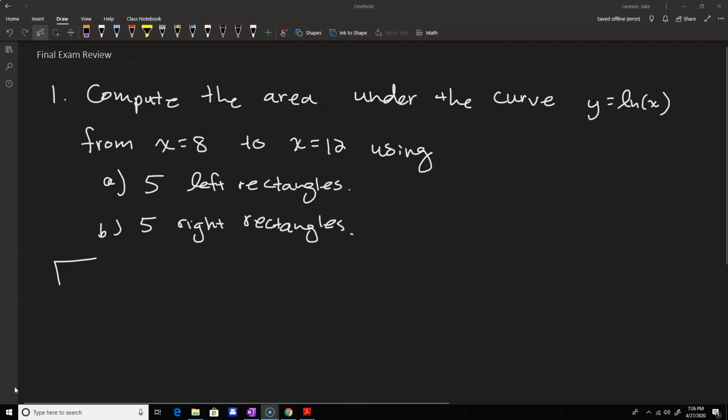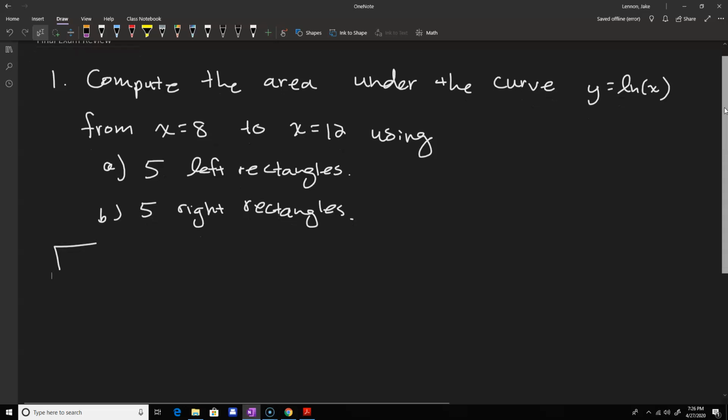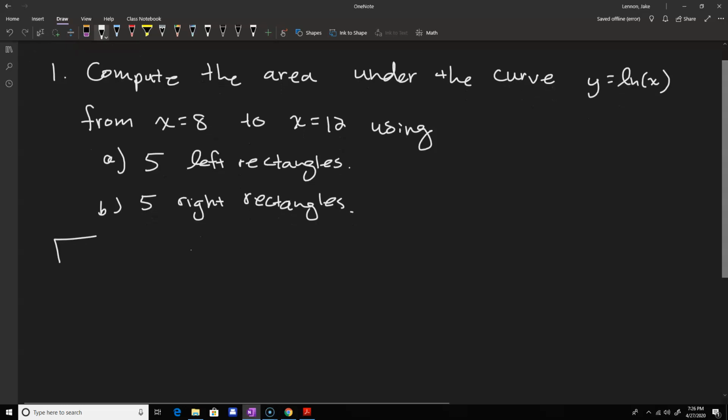We're going to go over the final exam review. Again, this is a lot of the questions from Test 1 and Test 2. This first one is computing some Riemann sums. Again, we're just basically approximating the area using a bunch of rectangles.